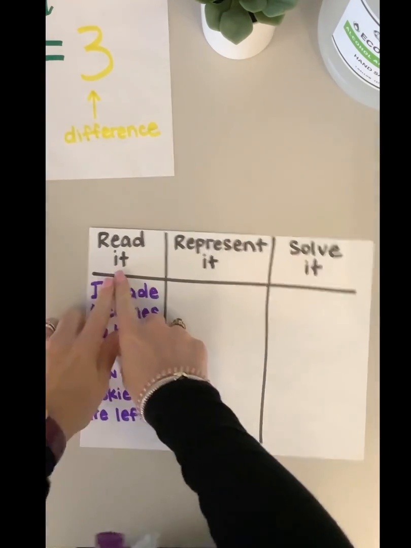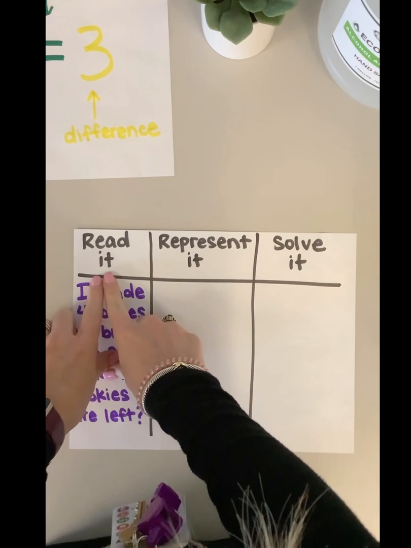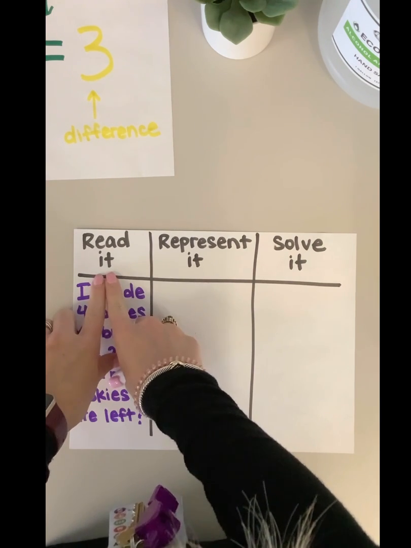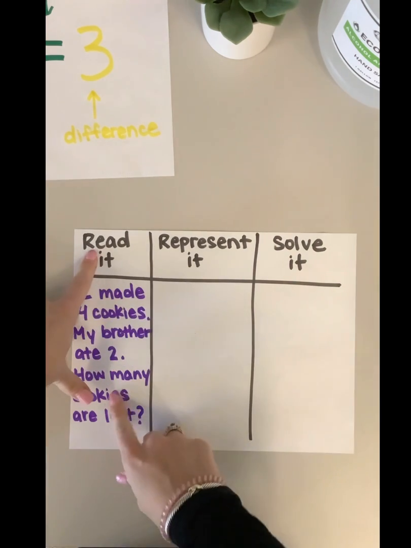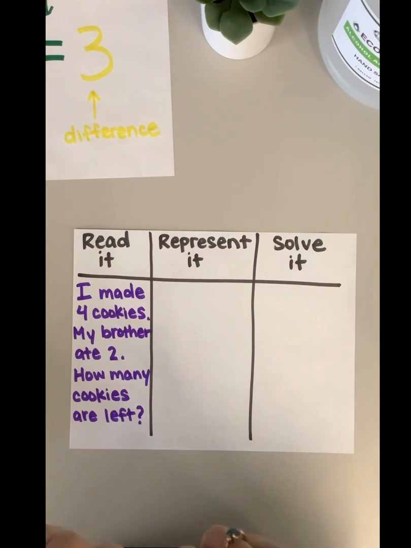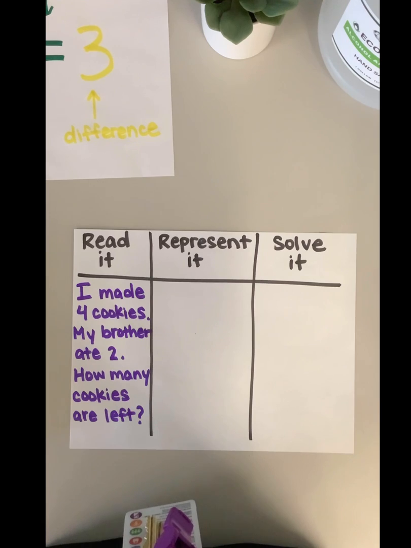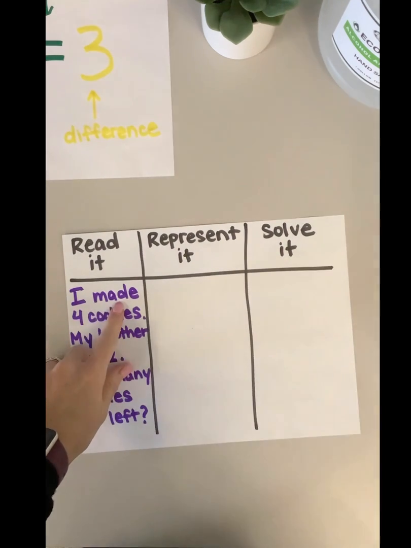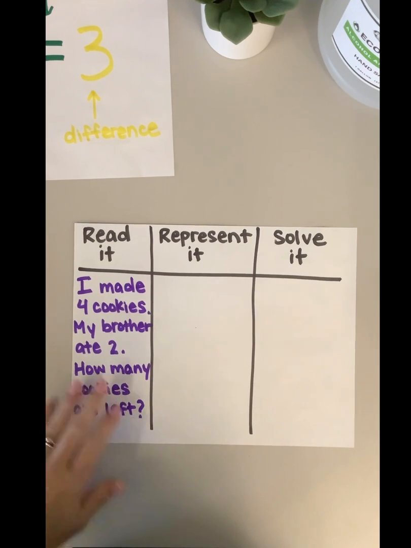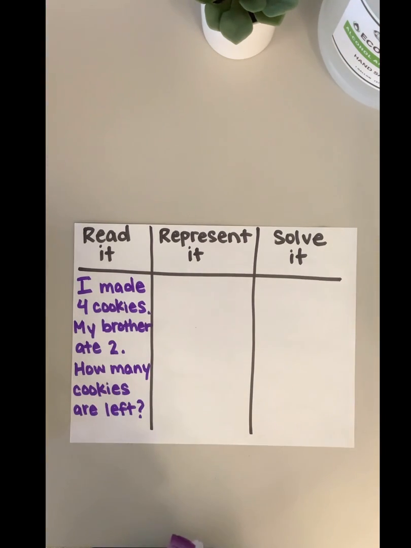Now, the first step in this strategy is called read it. When we're given a subtraction action problem, we need to read the problem, and we want to make a visual picture in our brain of what we're reading. So I'm going to read this problem out loud, and I want you to make that visual picture in your head. Are you ready?